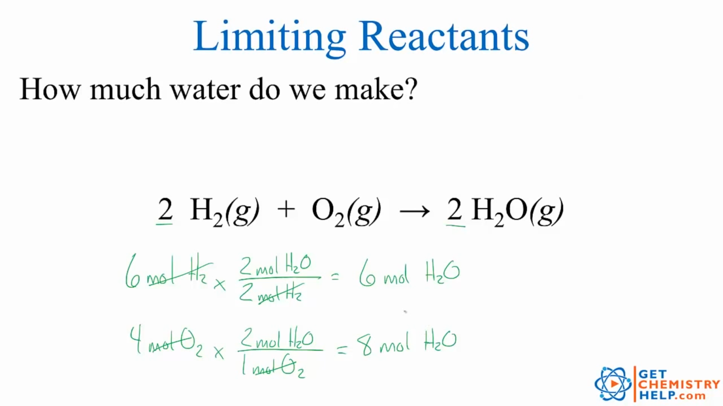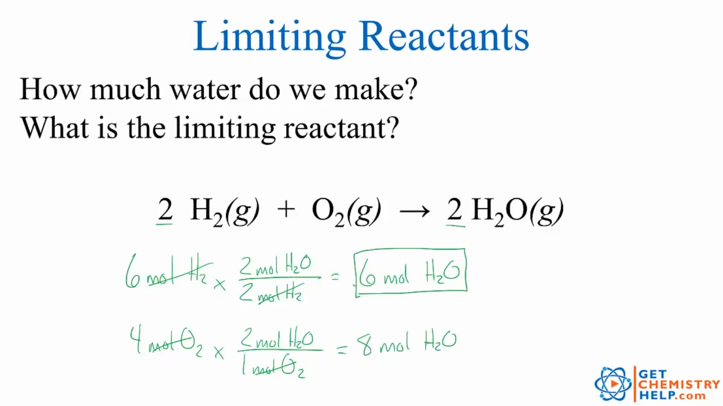Okay, so our question is, well, how much water would we actually make? Would I make 6 moles of water? Would I make 8 moles of water? Or would I perhaps add them together and make 14? Well, we always make whatever was the smallest number. So in our case, we're going to make 6 moles of water. Again, if you think back to our cheese sandwich analogy, I had enough cheese to make 3 sandwiches. I had enough bread to make 4 sandwiches. But I had to make whatever was the smaller amount, which was 3.